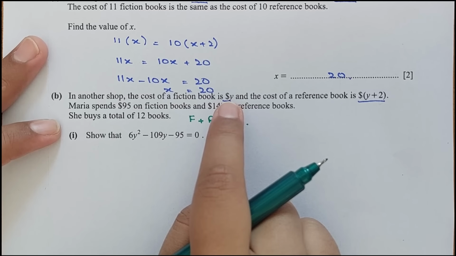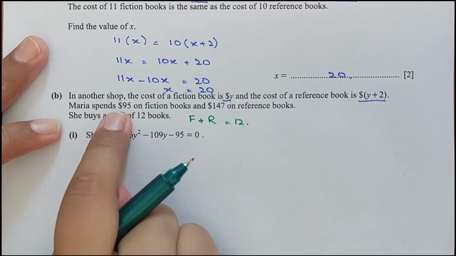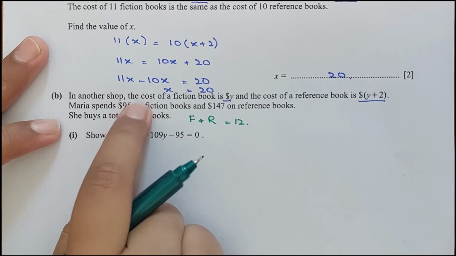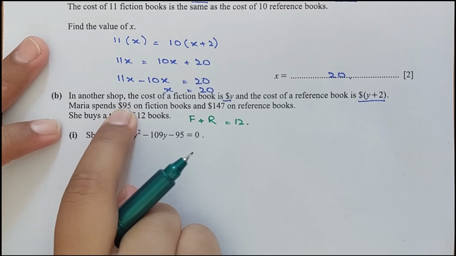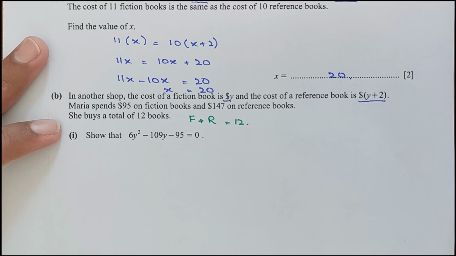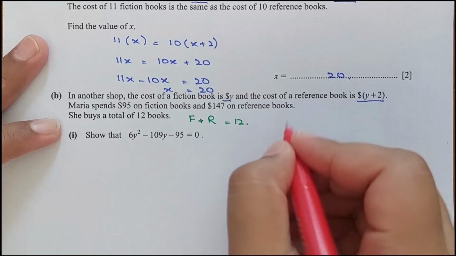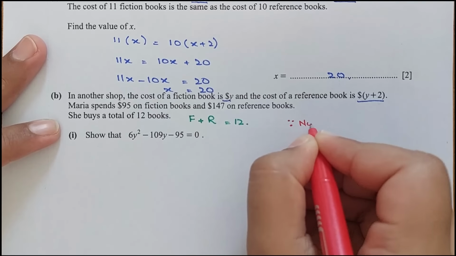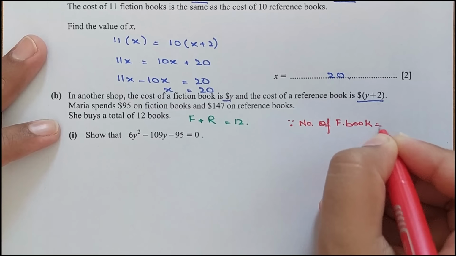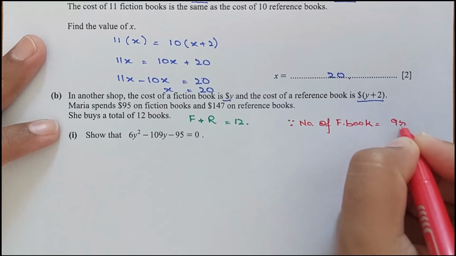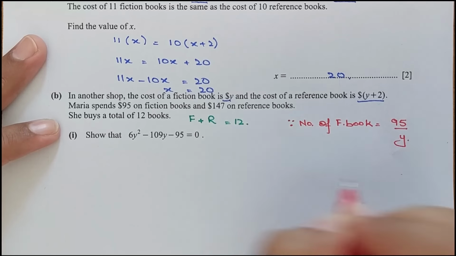So we are given the cost of the fiction book. The cost of each fiction book is Y and she spent 95 on the fiction books, but we don't know how many fiction books she bought. So to calculate the number of books, the main concept or logic over here is to get the number of fiction books. How many fiction books? She spent 95 on fiction books and the cost of each fiction book is Y.